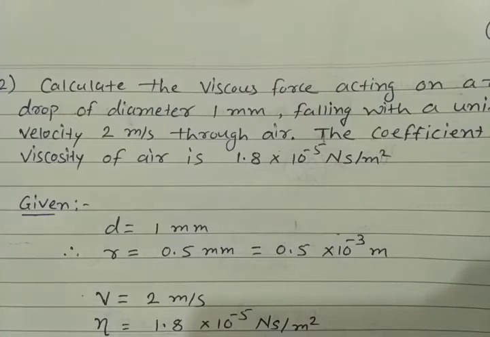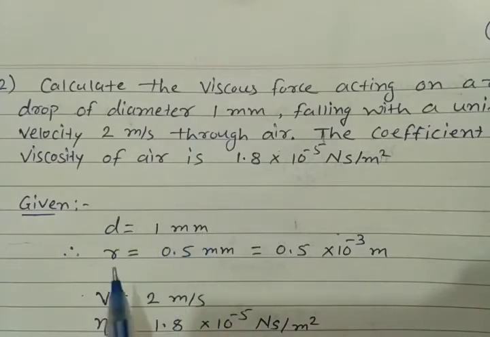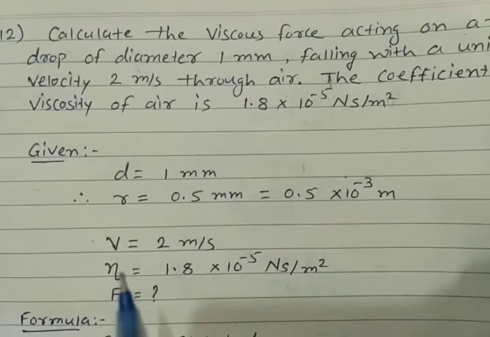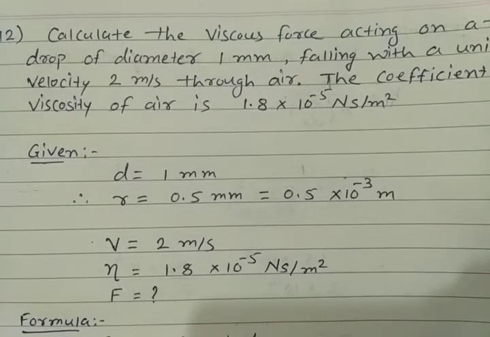So what is given in this numerical? The diameter is 1 millimeter, so the radius will be diameter divided by 2. It is 0.5 millimeter. Converting into meter, we have 0.5 into 10 raised to minus 3 meter. The velocity is 2 meter per second. Coefficient of viscosity is 1.8 into 10 raised to minus 5 Newton second per meter square, and we have to determine the viscous force.